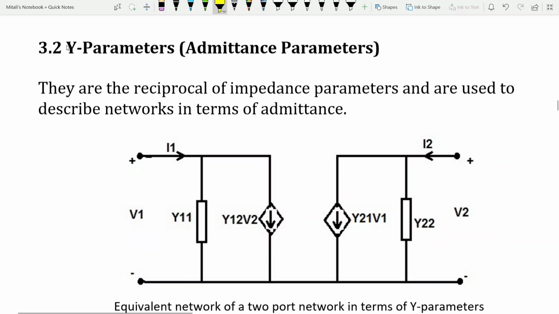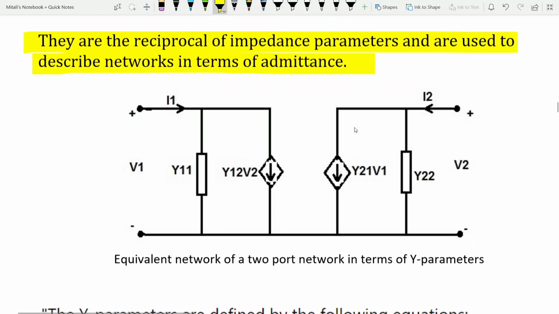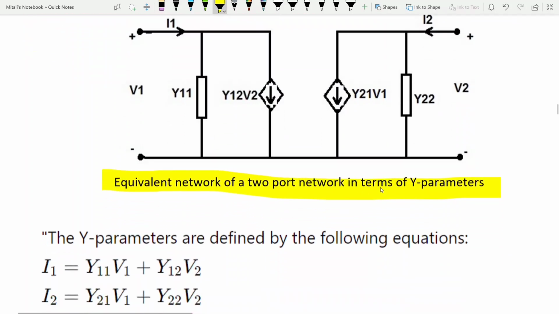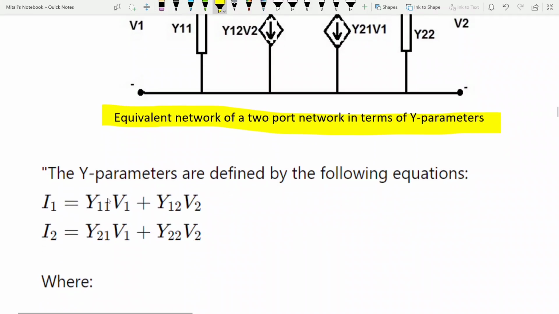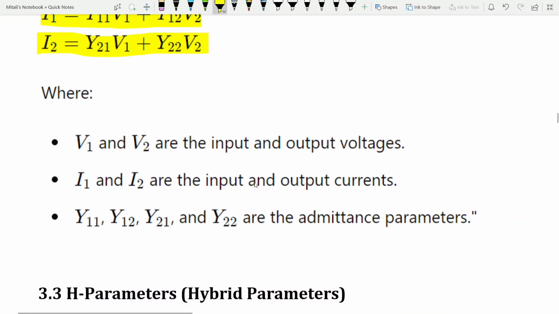Next, we talk about the Y parameters, or admittance parameters. They are the reciprocal of impedance parameters and are used to describe networks in terms of admittance. We can see the equivalent network of a two-port network in terms of Y parameters. The Y parameters are defined by the following equations. I1 equals Y11 V1 plus Y12 V2. I2 equals Y21 V1 plus Y22 V2.